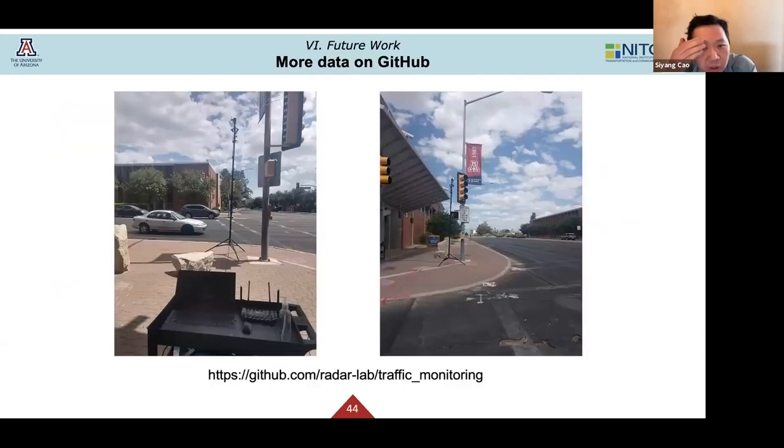This work is posted on GitHub, and we have maintained a web page on GitHub to share the data we collected. And this one is the link. And we also collect the data in the traffic intersection close to University of Arizona.